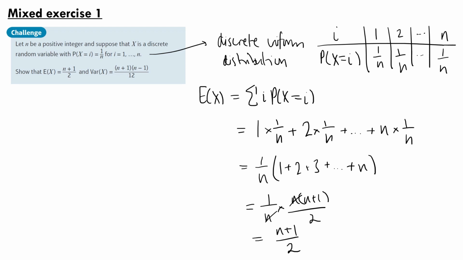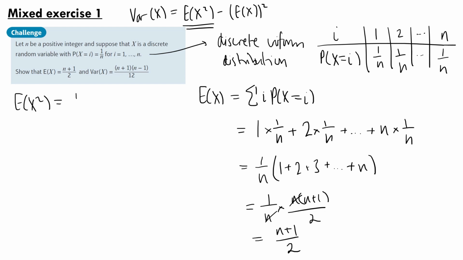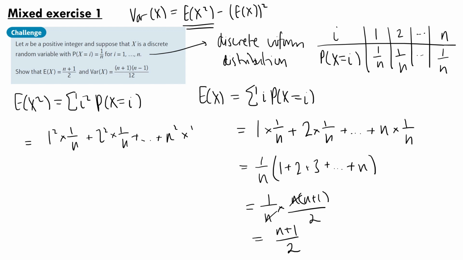Now to find the variance of x, this is equal to the expected value of x squared minus the expected value of x all squared. And we know E of x, but we don't know E of x squared. And we know that the expected value of x squared is equal to the sum of i squared times the probability that x is equal to i. So this is just equal to 1 squared times 1 over n plus 2 squared times 1 over n plus so on, until we get to n squared times 1 over n.